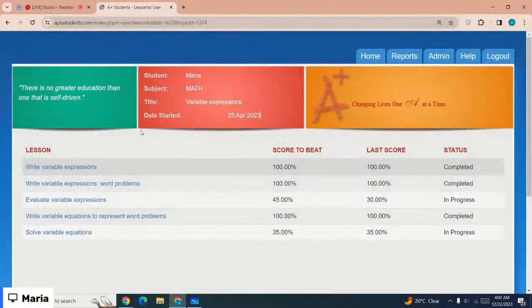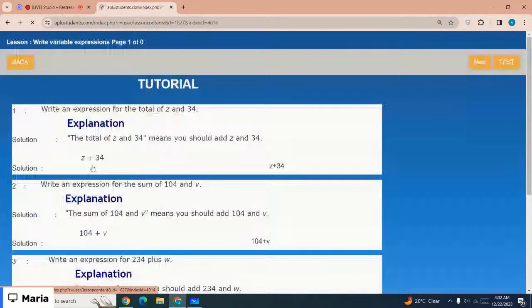Let's just start with the first lesson, that is write variable expressions. So basically we are given the expressions in the sentence form. You have to read and write them using the mathematical operations described in the expression, right? The first example is write an expression for the total of z and 34, right? So you have to understand from the words which operation it is. Total is used usually when we have to add, right? So you can say the total of z and 34. That means you need to add z and 34, so that would be z plus 34, right? The correct option is z plus 34.